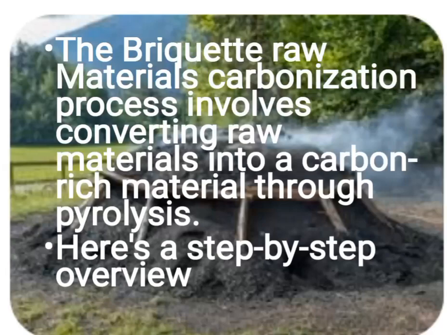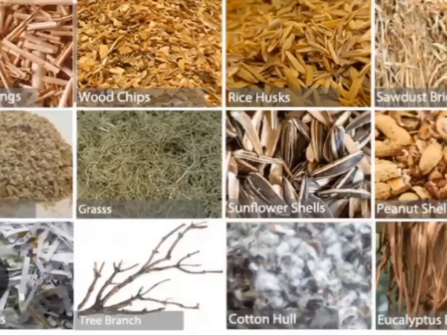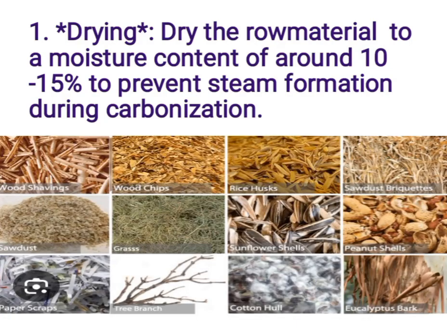So in this class we are looking at the step by step of how we can carbonize the briquette material. You get these materials, and the first thing is that you have to ensure that they are dry. Dry the raw material to a moisture content of around 10 to 15% to prevent steam formation during carbonization. So you have to make sure that the moisture is very low.